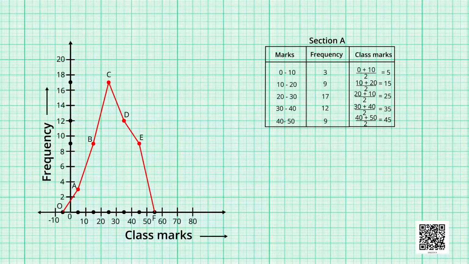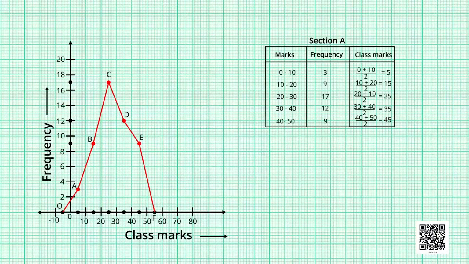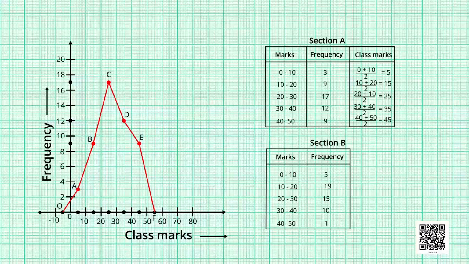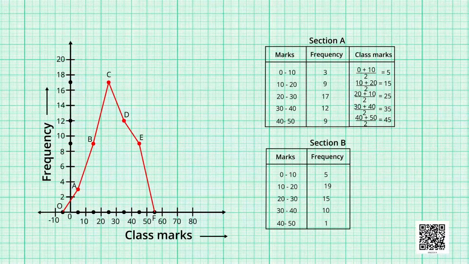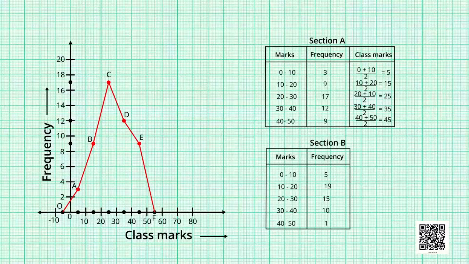Now suppose you are also given the distribution of section B according to marks obtained by them. Can you make the frequency polygon for section B on the same graph paper? Yes, of course. This is the information given for section B. For the class interval 0 to 10, the frequency is 5. For 10 to 20, the frequency is 19. For 20 to 30, the frequency is 15. For 30 to 40, the frequency is 10. And for 40 to 50, the frequency is 1.